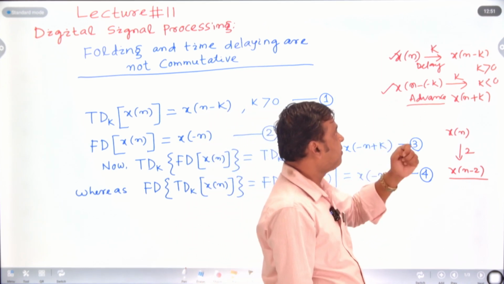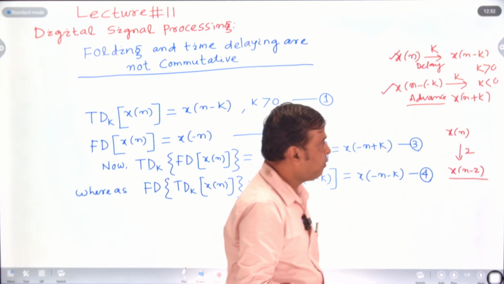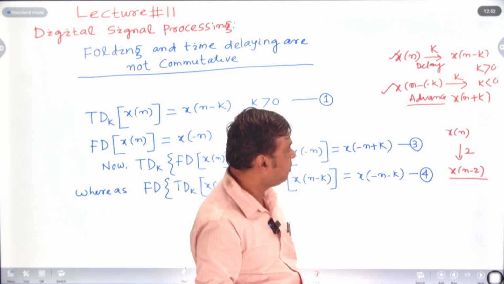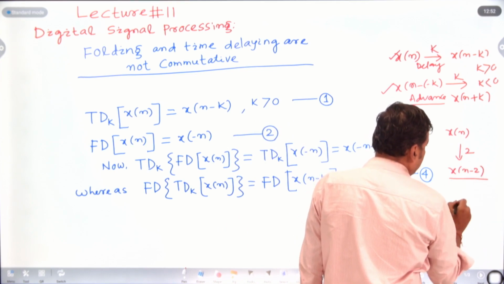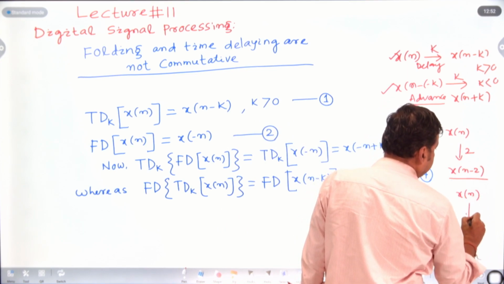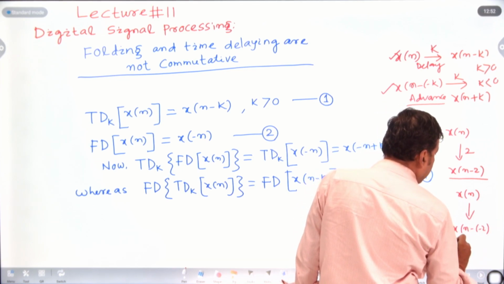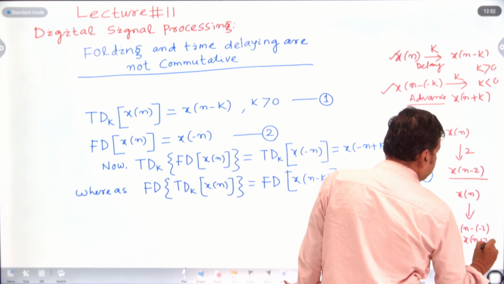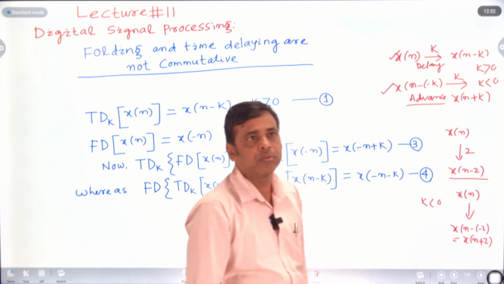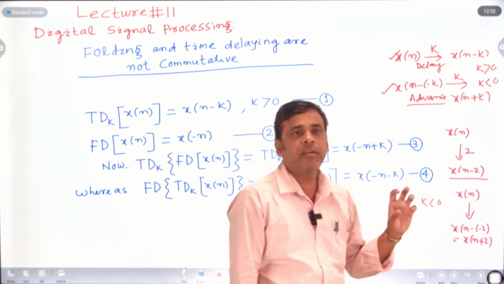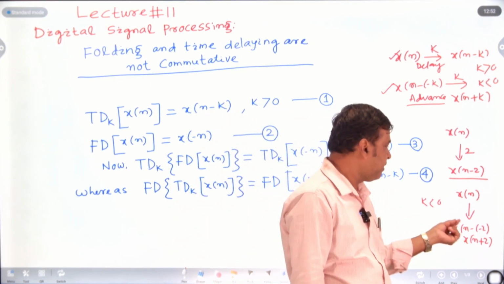As far as advance is concerned, if you shift the sequence by advance of 2 units of samples, here it is x of n plus 2. That is, x of n minus k with k equal to minus 2, which is nothing but x of n plus 2. Here k is less than 0, that is, k is minus 2. That means a discrete signal x of n is given and the time shift results in an advance. Advance means k is negative.